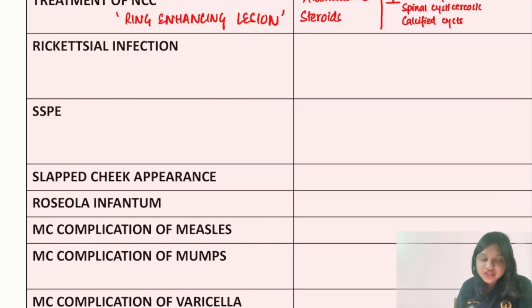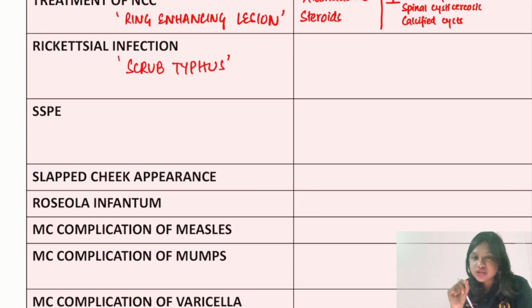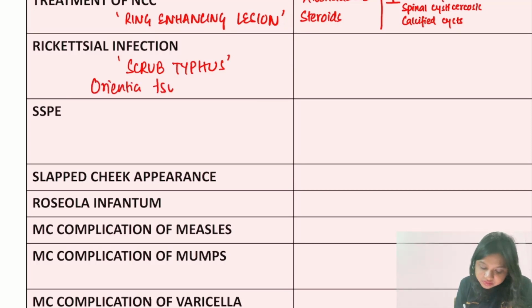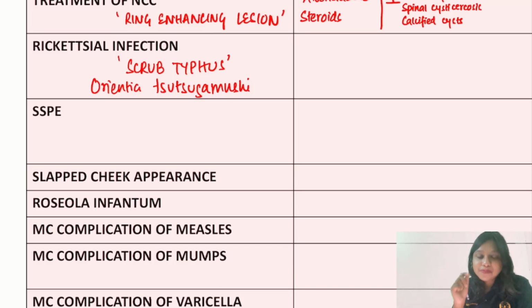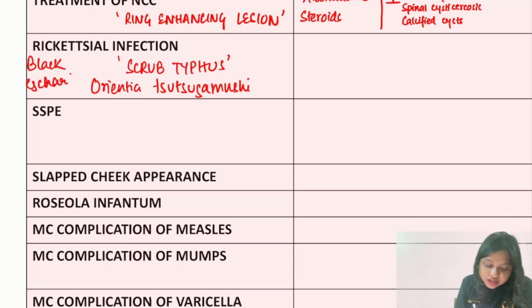Next is rickettsial infection, another very important one, scrub typhus. Even if you forget everything, just remember the organism, that is Orientia. It's a chigger-borne disease. And next you need to remember, we get a black eschar. There are a few differentials of black eschar. One you read in microbiology is the anthrax infection. It is not found, but scrub typhus is very commonly found.